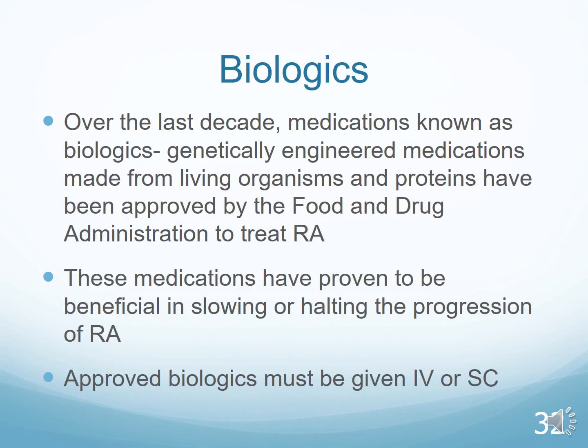And then the biologics. Over the last decade, medications known as biologics, and these are genetically engineered medications made from living organisms and proteins, have been approved by the Food and Drug Administration to treat RA, to treat rheumatoid arthritis. So these medications have proven to be beneficial in slowing or halting the progression of RA. But again, we need to be cautious about TB tests or hepatitis. And approved biologics may be given IV or sub-Q.